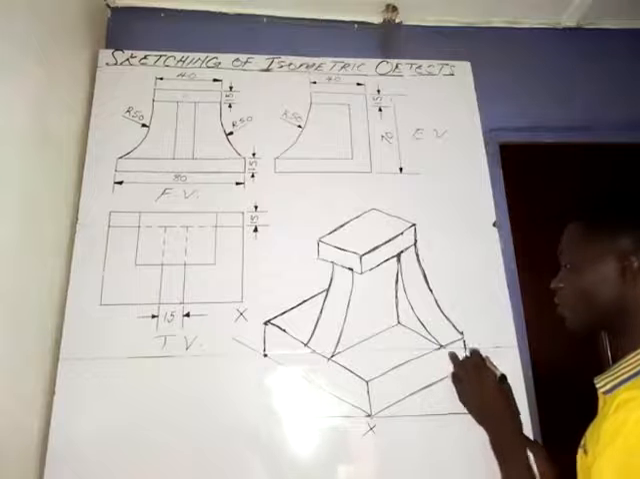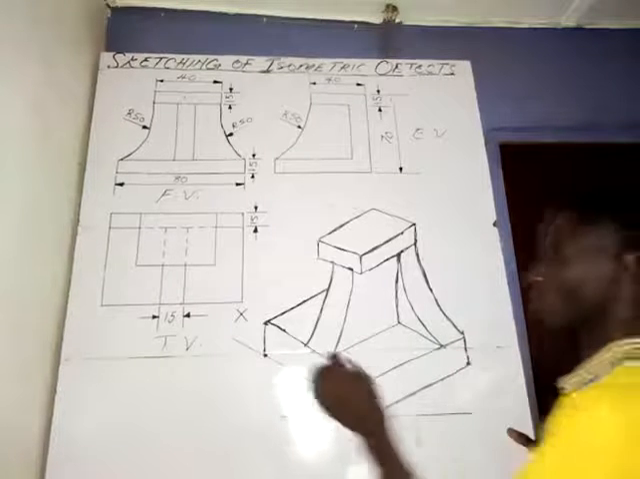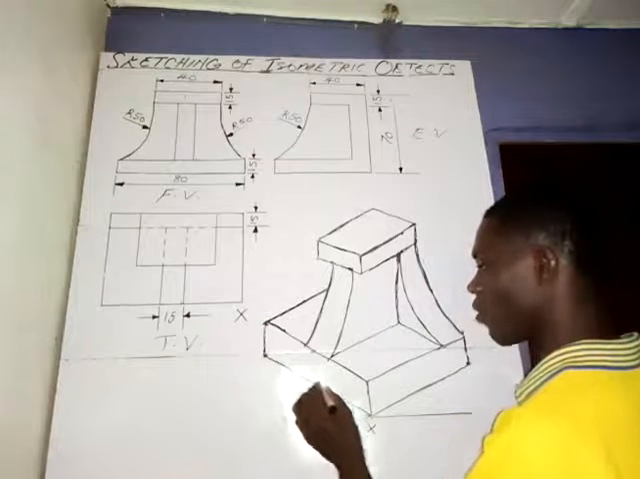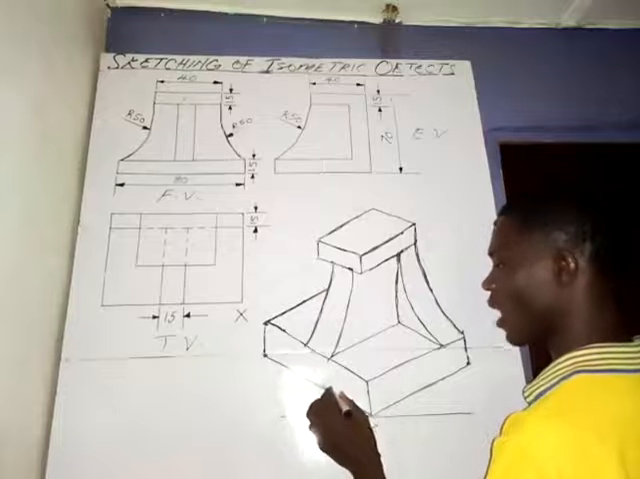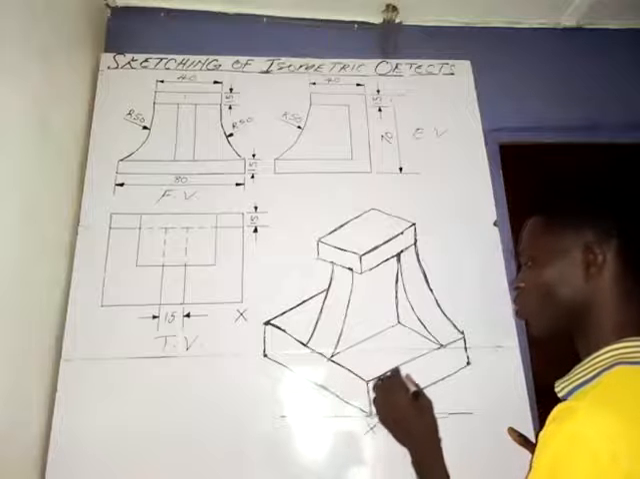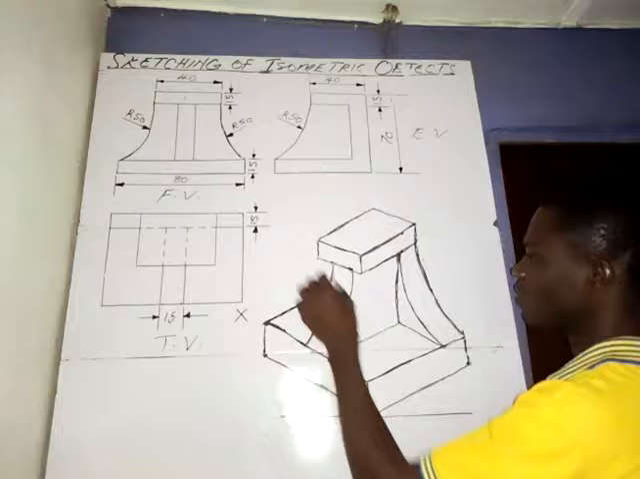It's a very simple question, but you need to be somehow technical. So you need to practice. If you can practice, just look for more questions that have to do with sketching of isometric objects, and sketch them. As time goes on, you will get it. I believe that you get it.